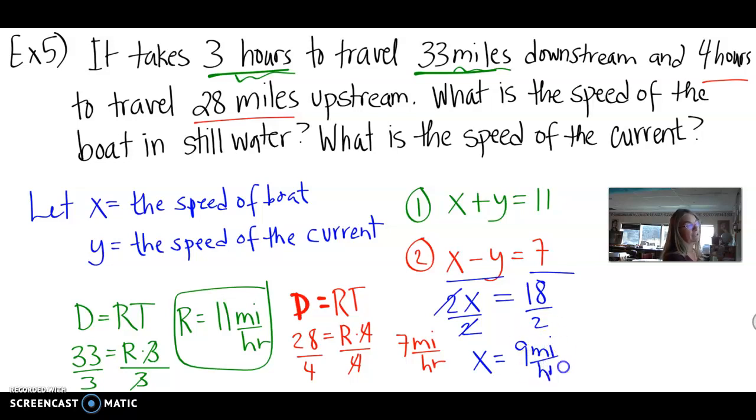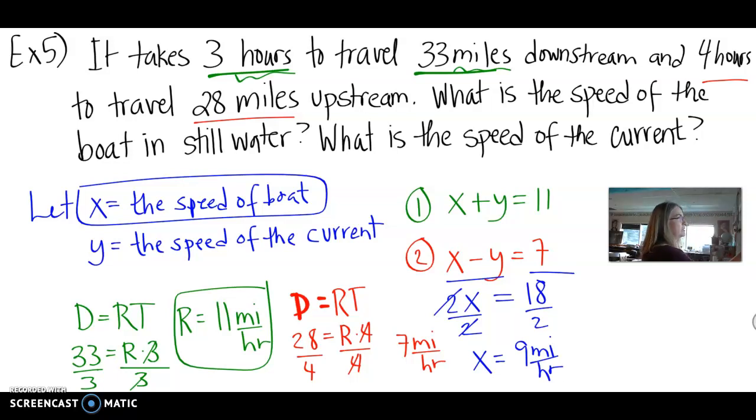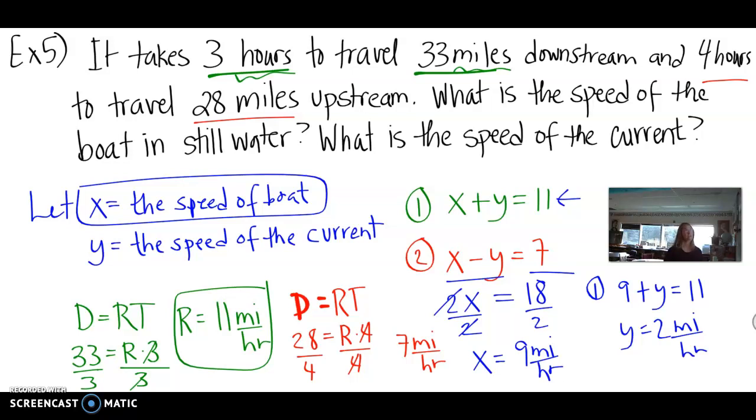And if you've defined your variables, you might go back and ask, what's x? X is the speed of the boat. So this boat is traveling at 9 miles per hour. And then we can plug x equals 9 in for either one of these equations. But if x is 9, then I have 9 plus the speed of the current equals 11. Subtract 9, and we get y equals 2 miles per hour. So the current is pushing us downstream faster by 2 miles per hour, and then upstream we're losing 2 miles per hour. It's fighting against the speed of the boat.